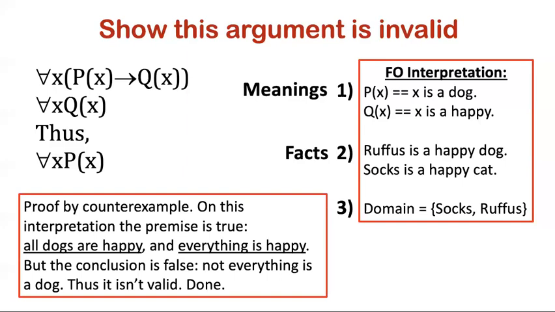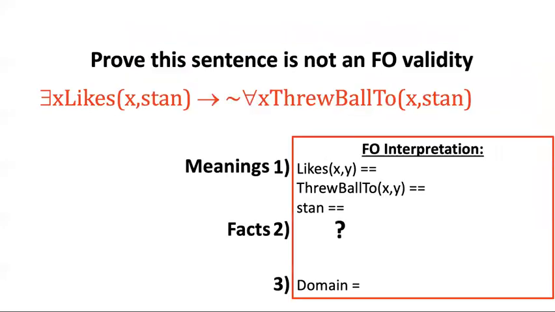Now, counterexamples are not the only things you can do with interpretations in first order logic. For example, you can show that sentences are not first order validities. If this sentence is possibly false in first order logic, then it's not a validity. See if you can give me an interpretation that does that, that shows that the sentence is not necessarily true. So pause your videos now and see if you can fill in the rest of this interpretation.